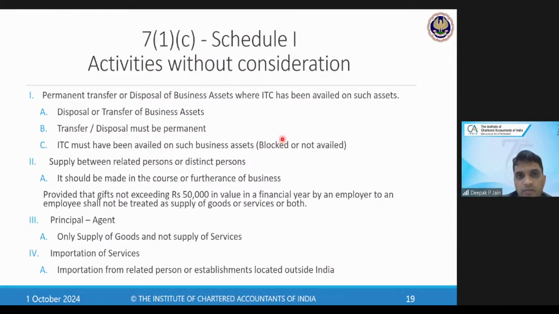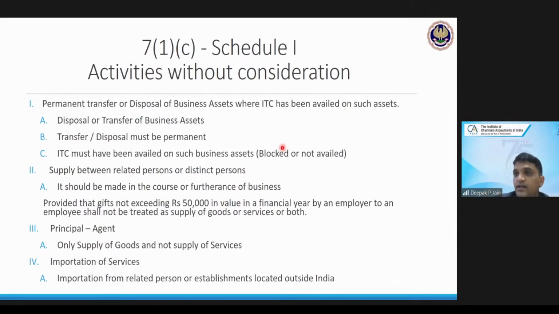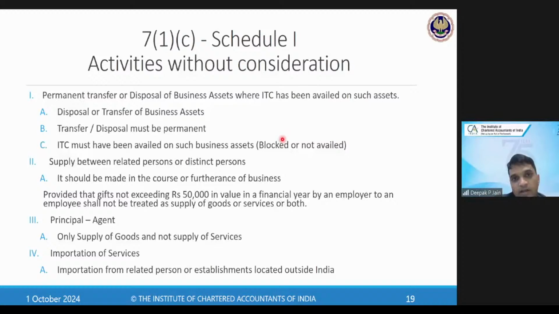The logic is simple. If I've claimed the credit while buying it, then when I sell it, I have to pay GST. If I availed the credit, then on disposal, whether there is consideration or no consideration, I have to pay GST. But while purchasing, I did not claim the credit. It means I didn't take the benefit at that time. So while selling, I don't have to pay any GST.